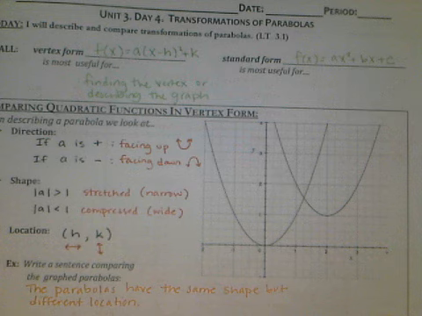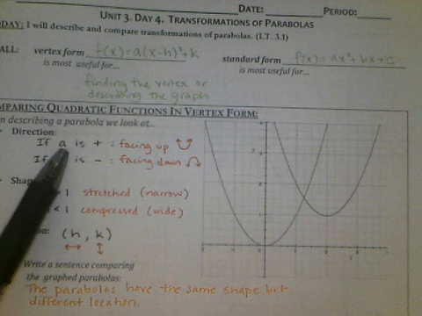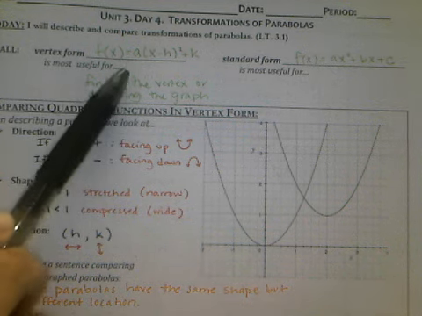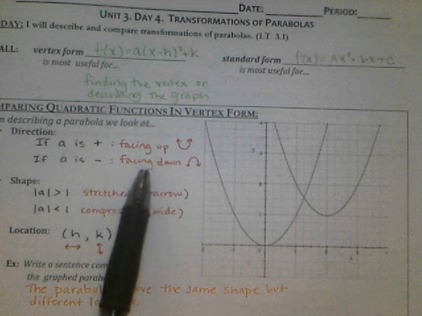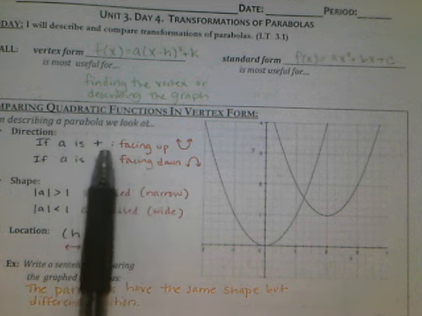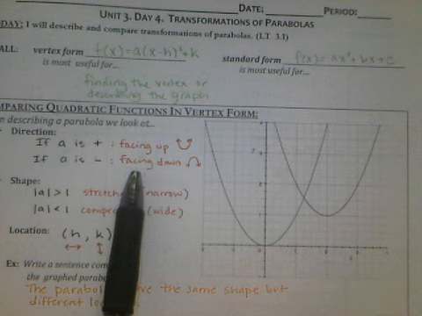To start with, let's review some of the information that we have when we begin looking at a vertex form quadratic. You know that we look at the a value, which is the number in front of the equation, to determine whether the parabola is going to be facing up or facing down. In particular, if it's positive, the parabola is facing up, and if it's negative, the parabola is facing down.